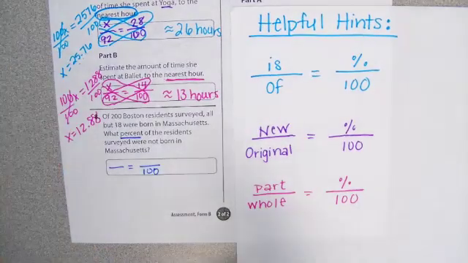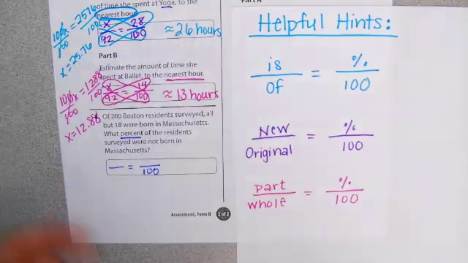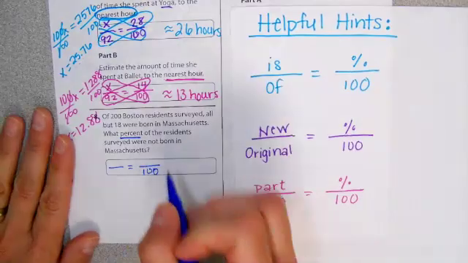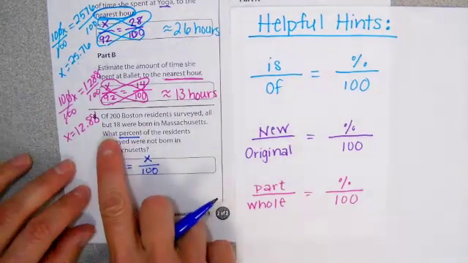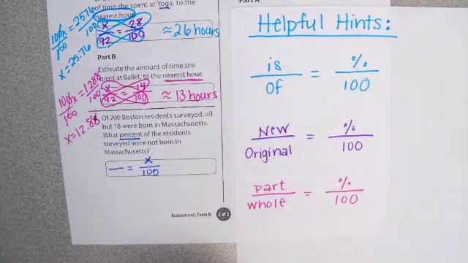The difference is when I look here, there is no percent sign. They don't give us the percent. So in this case, that is where our X is going to go. That's our unknown because it's asking us to find the percent. It says what percent? Okay, so now I've got 200 and I've got 18.